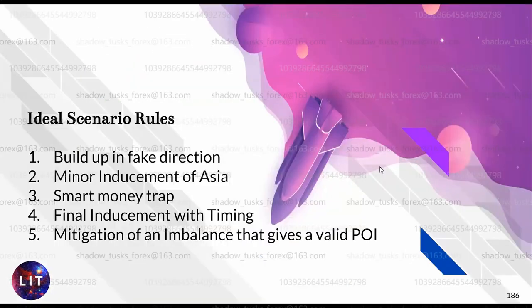For the internal play though, the ideal scenario again is build up in fake direction, then the minor inducement of Asia as a requirement, then of course a smart money trap after, then a final inducement with timing, and that final inducement with the timing should get into a mitigation area with an imbalance that gives a valid POI. Okay, that's the main steps you need to follow for an intraday approach.